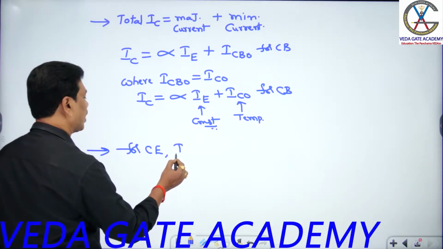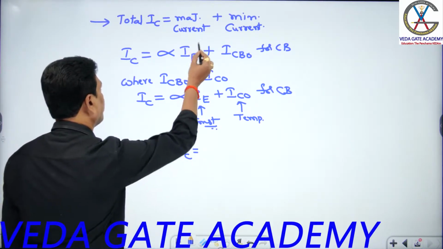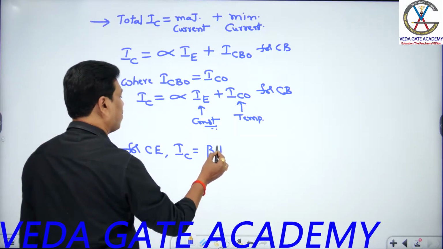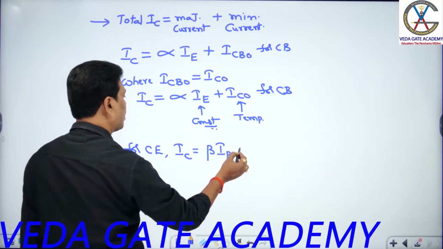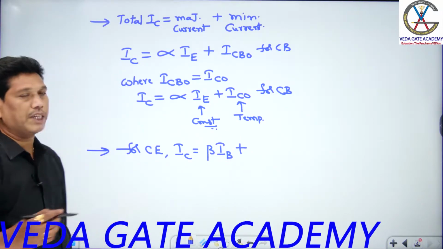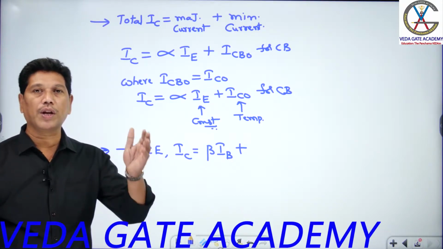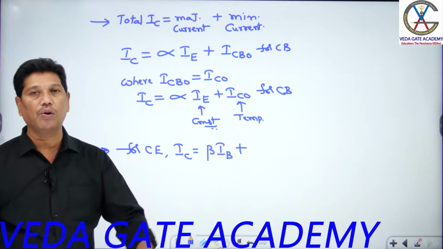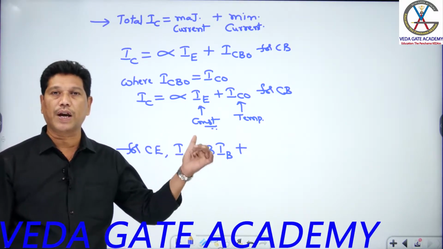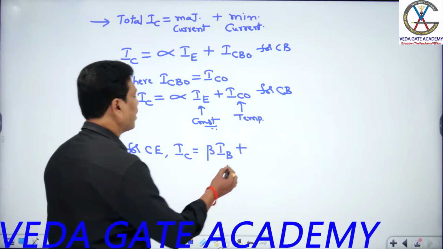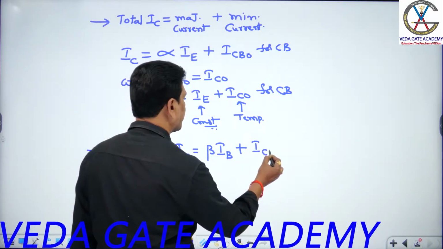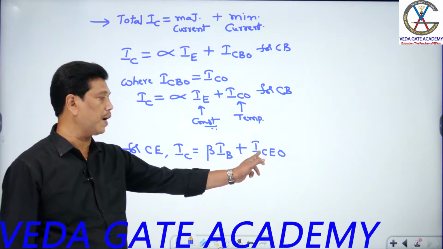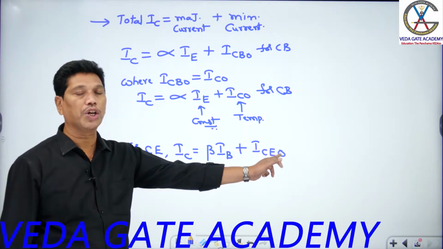For common emitter, the total collector current IC equals the sum of majority and minority current. Majority current is a function of input current using gain factor beta IB. For the minority current, keep the input open. Whenever the input is open, none of the majority current can flow, only minority current can flow. That minority current in a CE transistor is ICEO, where ICEO stands for the minority current flow between collector and emitter terminals with input base open.